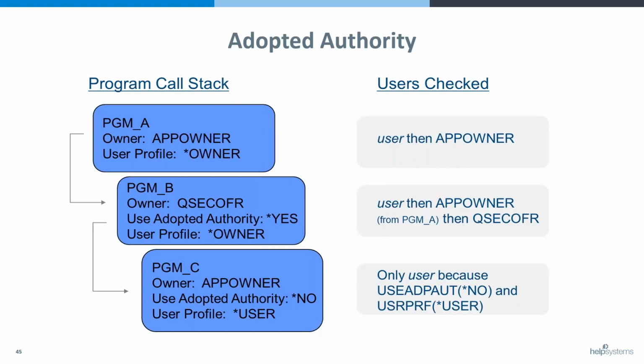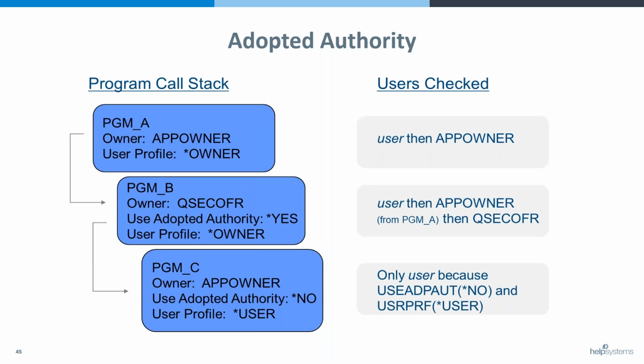Let's plot that out as a picture. So I've got three programs in my application, A, B, and C. Program A calls program B, which turns around and calls program C. When we look at the authority checking on the right-hand side, we see within program A, it's going to check the calling user first, and then it's going to call in the permissions associated with app owner. The reason being that the program is owned by app owner, and the user profile attribute on the program says star owner. When program B is invoked, we end up with the calling user being validated first, then app owner.